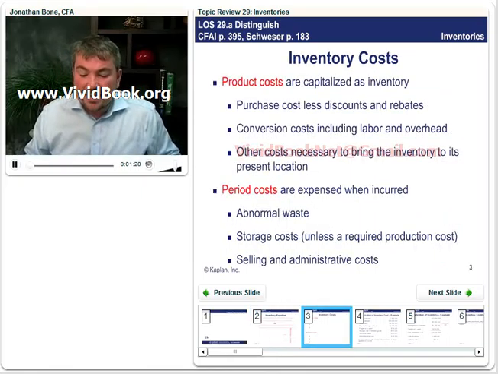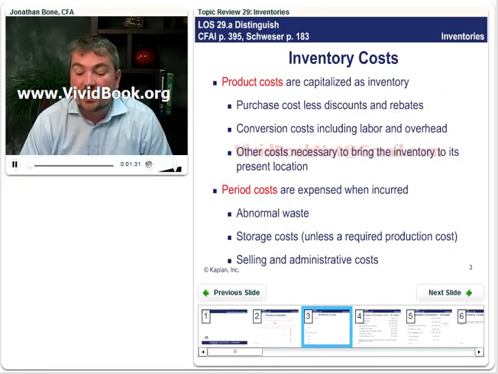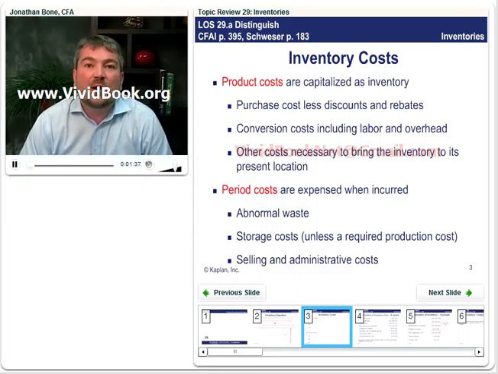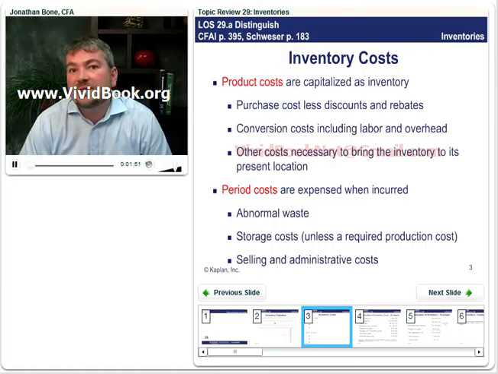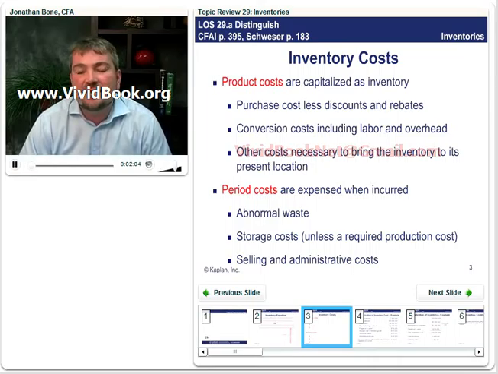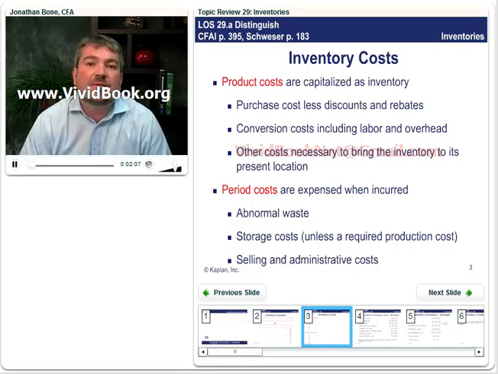Our first LOS asks us to distinguish between costs included in inventory and costs recognized as expense. Product costs are capitalized as inventory. The basic rule is we can include all of the costs of getting our inventory into its current location and condition. So we'll include the purchase cost of any materials, less any discounts and rebates that we receive, the conversion cost of converting our materials into goods, so labor and manufacturing overheads, and any other cost necessary to bring the inventory to its present location.